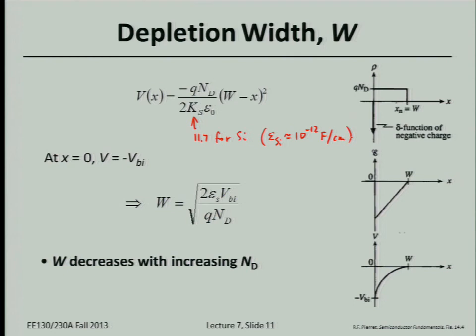Okay, so if you plug in x is 0 and set the voltage to be equal to the built-in potential, then you can find an expression for W, the depletion width. So the width to which you're depleting the silicon is going to be proportional to the square root of the built-in potential. So the total voltage drop in the semiconductor is going to determine the depletion width. You need a wider depletion width to drop more voltage.